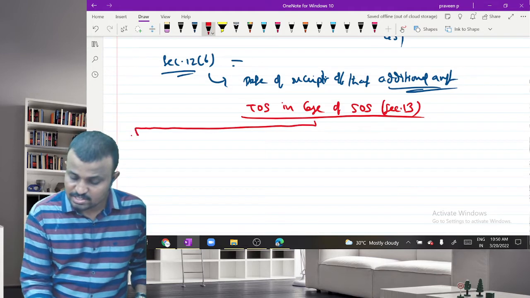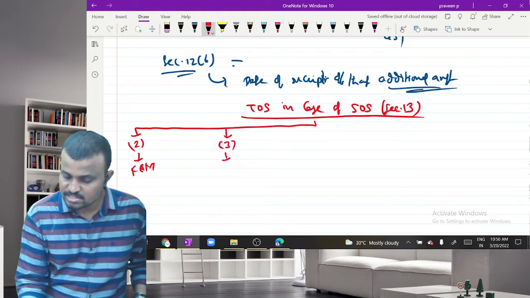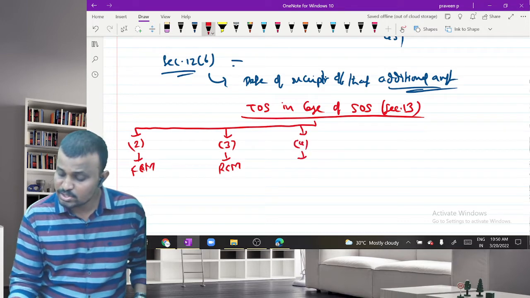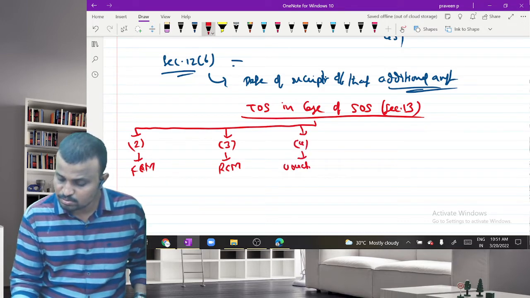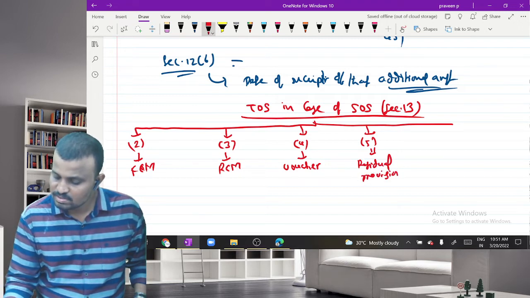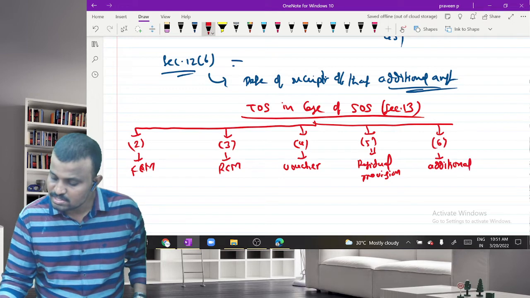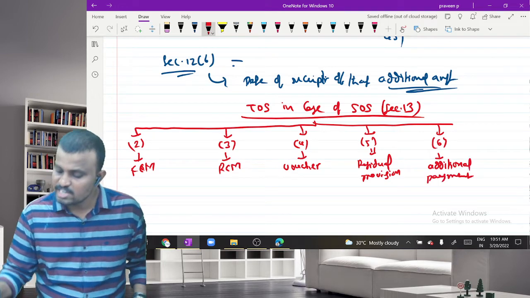So in case of section 13 also, 13(2) is applied in case of forward charging mechanism. Section 13(3) is applied in case of supply of services and reverse charging mechanism. Section 13(4) is applied in case of voucher, and section 13(5) is applied in case of residual provision, and section 36 is relating to additional payment received due to the delay in payment.